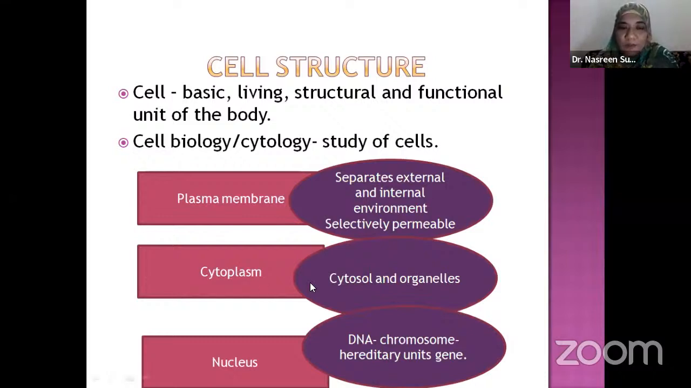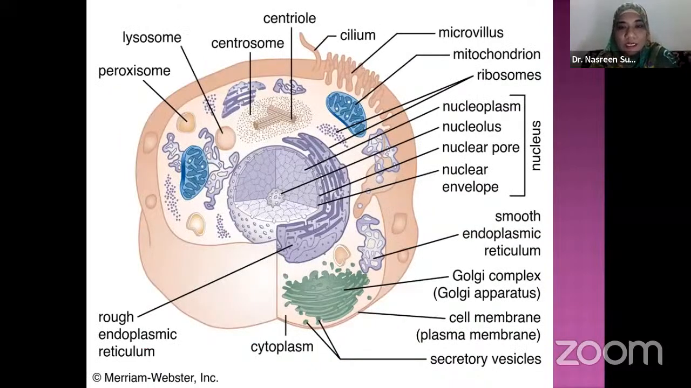Then you have cytoplasm. Cytoplasm again contains cytosol and organelles in it. The nucleus contains DNA, in the form of chromosomes, and these chromosomes make hereditary units called genes. This is the structure. Now, one by one, we will be studying the different parts of this cell.